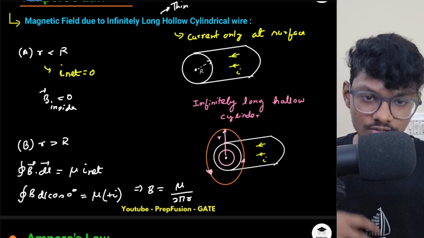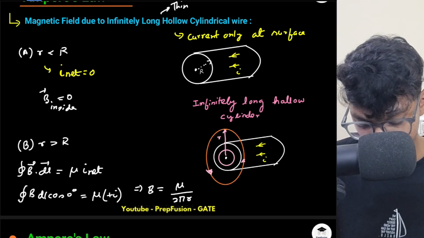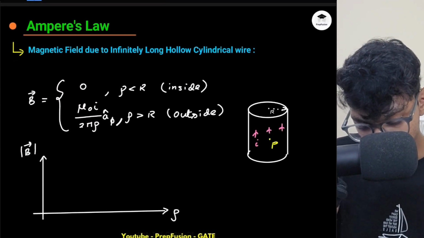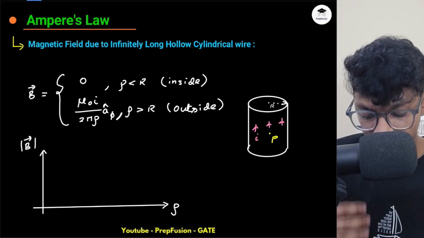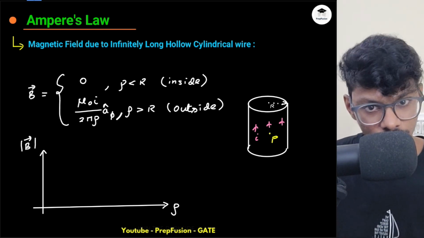Okay, so direction, obviously few things you need to know, then only you will be able to answer it. I hope you get the point how you can write, use the Ampere's law. Can you do the same? This is the expression for magnetic field due to an infinitely long hollow cylindrical wire. Can you just draw the graph?